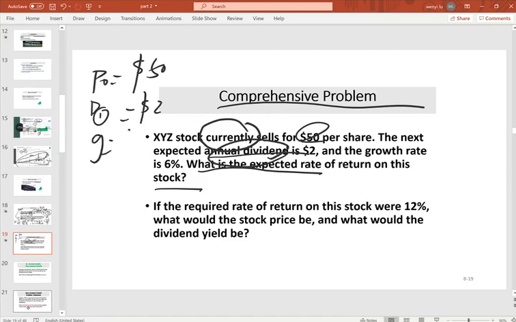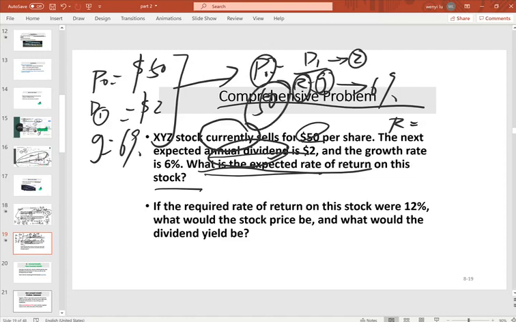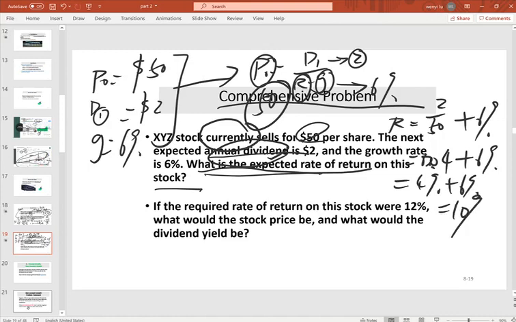Growth rate is 6%. Let's plug these numbers into our DGM model. P0 equals D1 over R minus g. D1 equals 2. R is what you want to solve for. g is given, 6%. Price is 50. So solving for R, R equals 2 over 50 plus 6%. So 0.04 plus 6%, that is 4% plus 6% equals 10%.